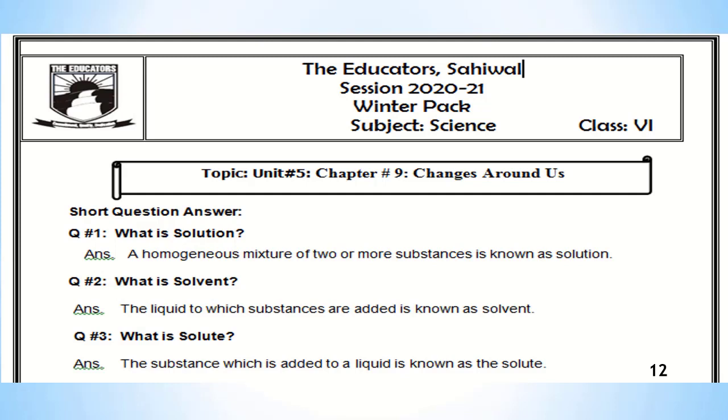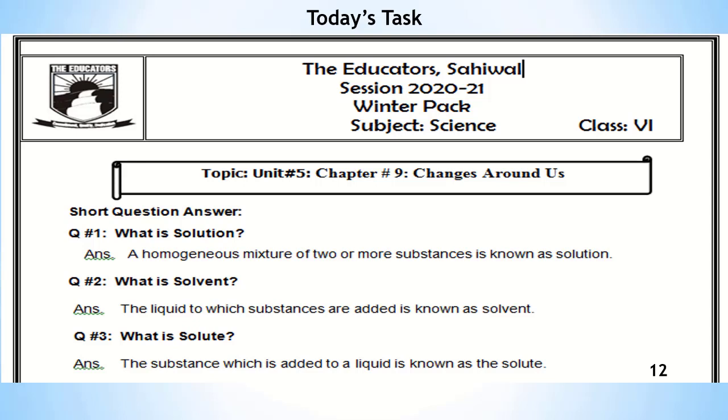Okay, now is the time to open your winter bags at page number 12. Prepare your page. Writing today's task, we are going to do the question answers of unit number 5, chapter number 9. That is changes around us. So let's see question number 1. What is solution? The answer is a homogeneous mixture of two or more substances is known as solution. मतलब एक जितनी quantity होती है जो है substances हम लें तो उसको mix करने के बाद क्या बनता है हमारे पास solution बन जाता है.